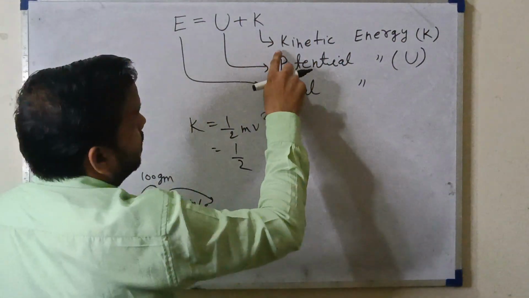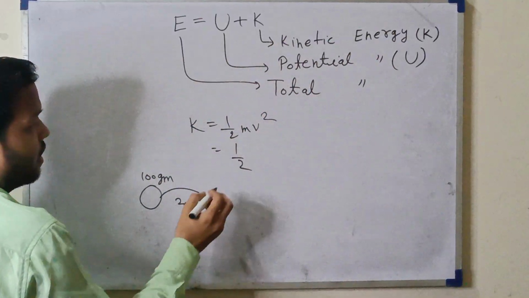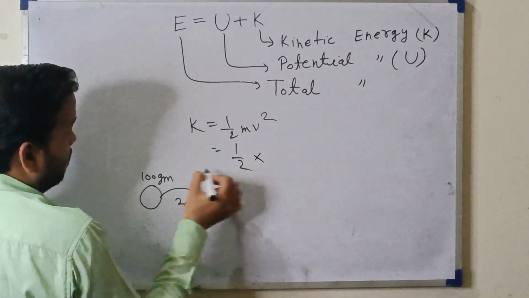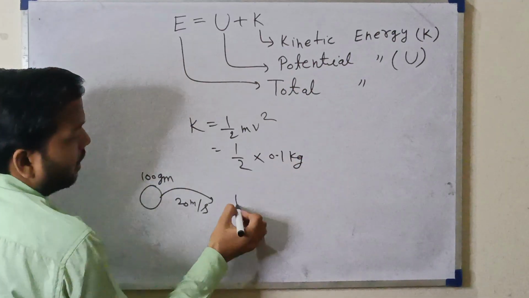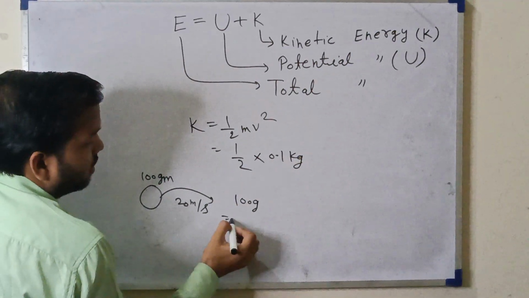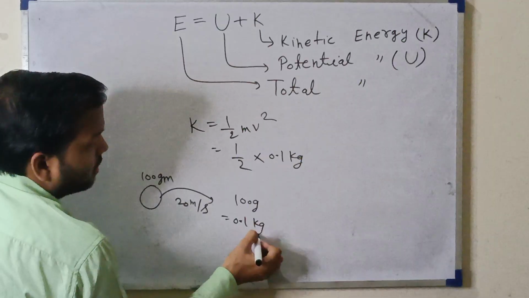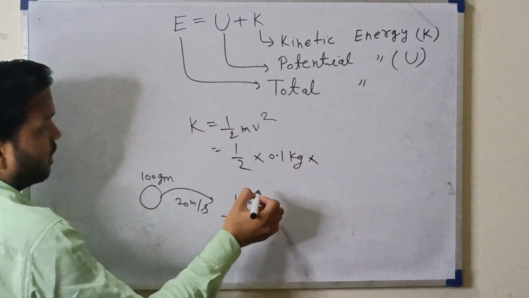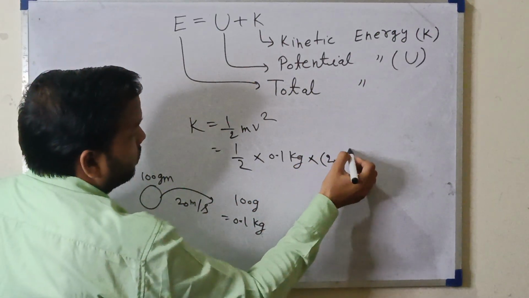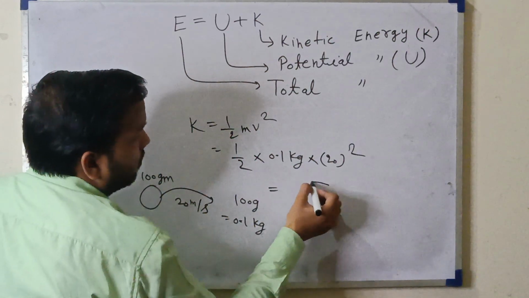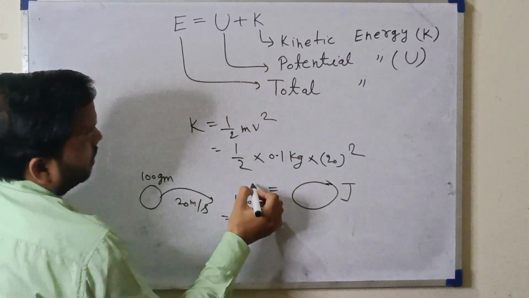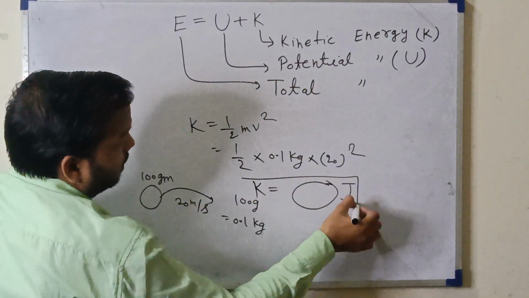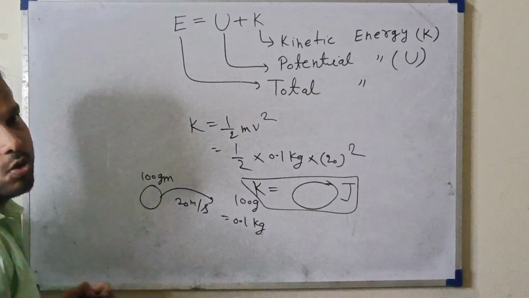K means kinetic energy. So half m, 100 gram means 0.1 kg. V square means 20 square. Whatever the value will become, that would be in joule, because it's about kinetic energy. It is too much simple.